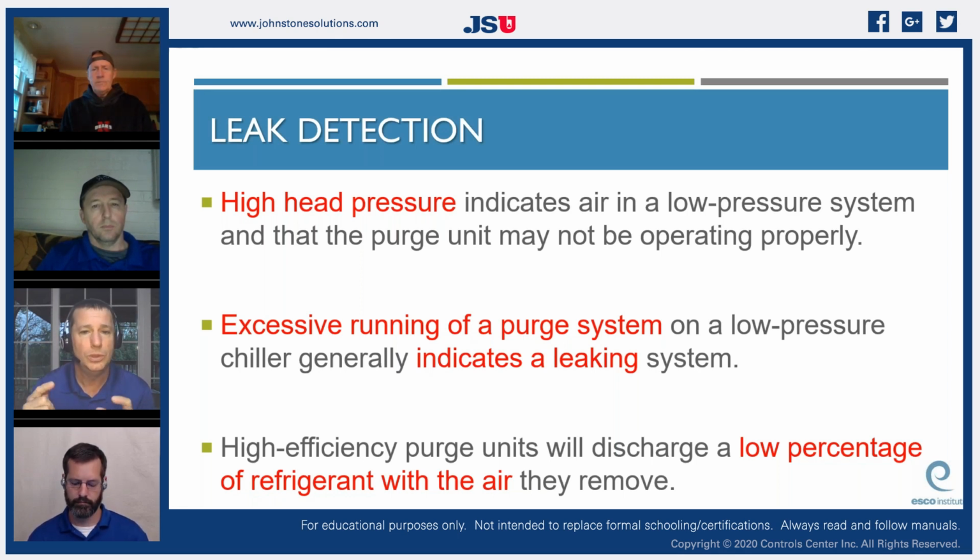The purge unit will try to start adjusting and purging itself and getting rid of those non-condensables. What we're looking for is if we see excessive running of a purge system on these low pressure systems, that lets us know that we have a leak, right? Especially these newer ones that are connected in with our electronic monitoring system. It's monitoring how often that purge valve is opening, because it's using an electric solenoid.